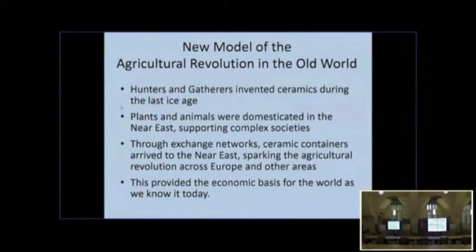So really, it's a matter of not everything happening in the Near East and then all of a sudden it's spreading out from there, but it's really a matter of agricultural societies coming into place in the Near East, and then an innovation arrives through these exchange networks from some other place entirely, and that's what sparked the agricultural revolution across the old world, right? And this provided the economic basis for the world as we know it today. So that's my story, and I'm trying to take some network stuff and apply it and show how we as archaeologists use them to better understand what went on in the past. So that's my presentation. And I'm happy to take questions.